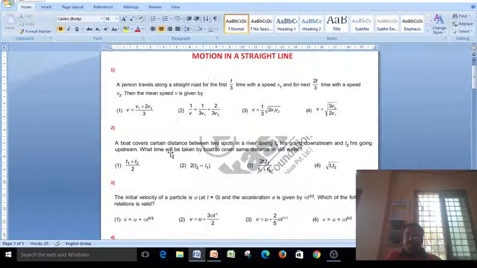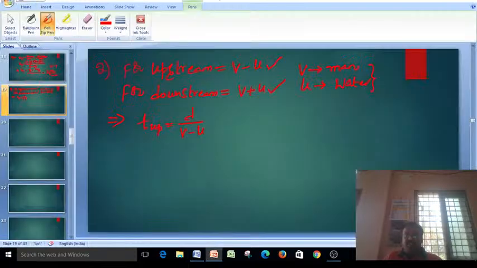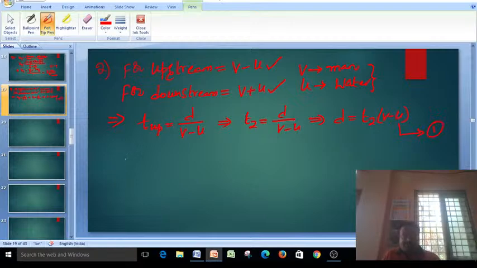So based on the given content, what is the time taken here? t1 hours and t2 hours are given. t1 is downstream and t2 hours is going upstream. So t2 is equal to d divided by v minus u. Based on this, d is equal to t2 into v minus u. Let us take this as the first equation.